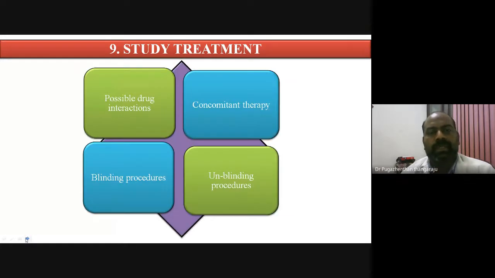Next is study treatment. Again, in addition to what I have told, we have to look for the possible drug interactions, and the concomitant therapy which is allowed and which is not allowed. What is the blinding procedure? How are we going to blind?